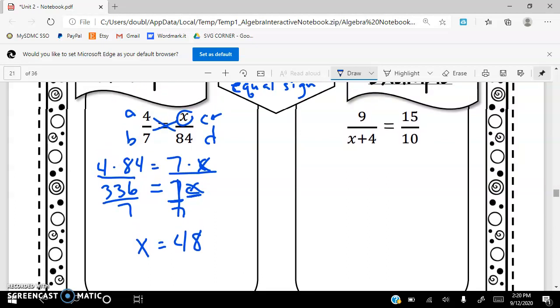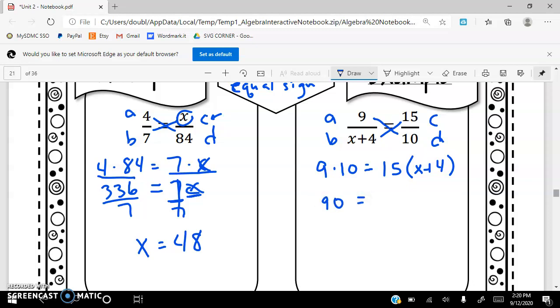Okay, so let's move on to the second problem. Let me draw my A, B, C, and D. Now remember, A is multiplied by D. So we got 9 times 10 equals B and C. So we got 15 times X plus 4. So now we can do the math. So 9 times 10 is 90, equals 15 times X is 15X, and 15 times 4 is 60.